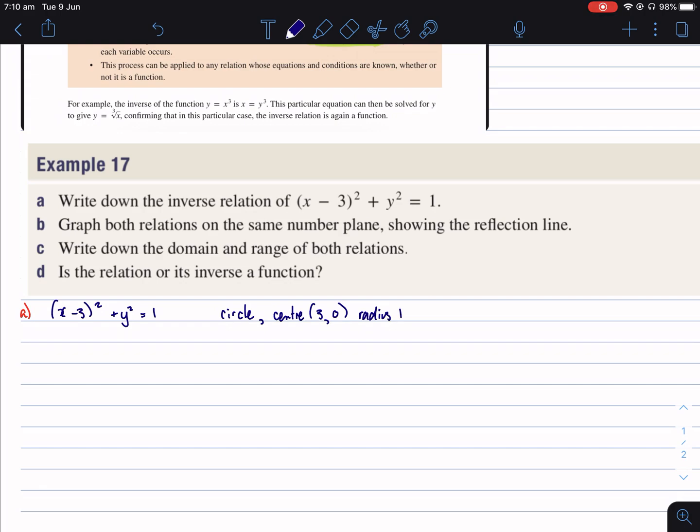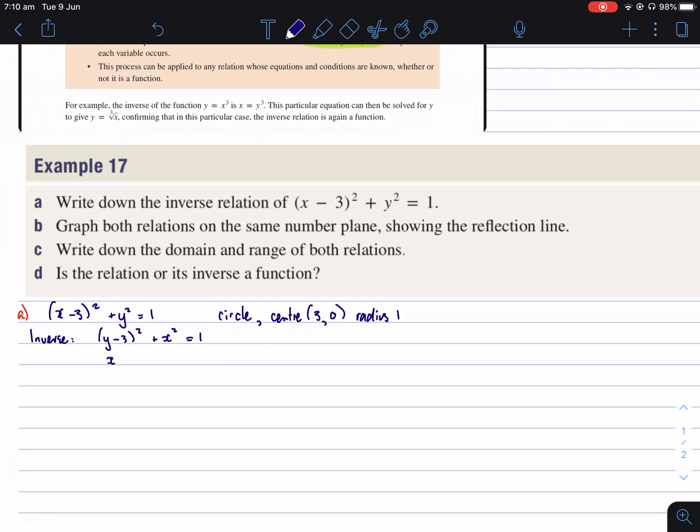If we want to find the inverse, we literally just swap the x's and y's. So instead of x minus 3, we've got (y minus 3) squared plus x squared equals 1. We would normally write it with the x term first. So this is a circle, center 0, 3, radius still 1.